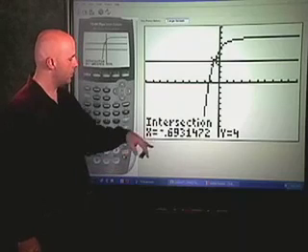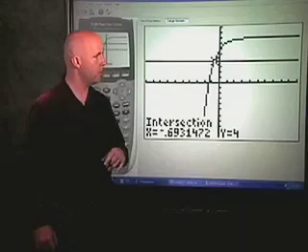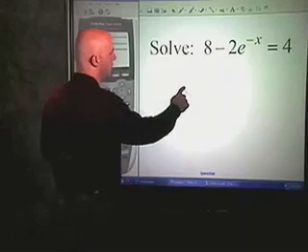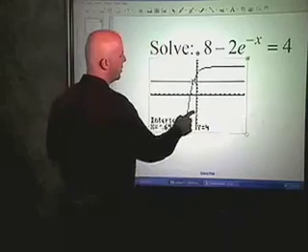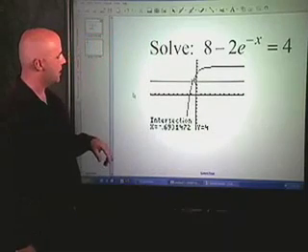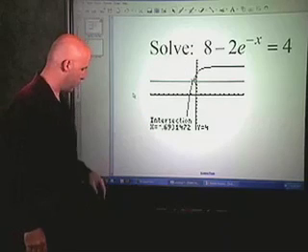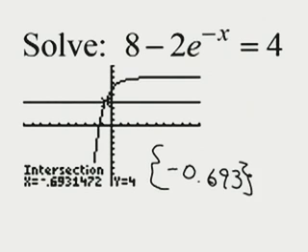And we see that our intersection point is roughly negative 0.693 for x, and we get our y value of 4. So using our graphing utility, solving this equation yields an x value of negative 0.693, so our solution set is negative 0.693.